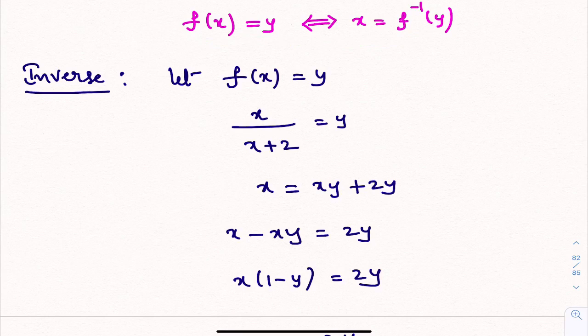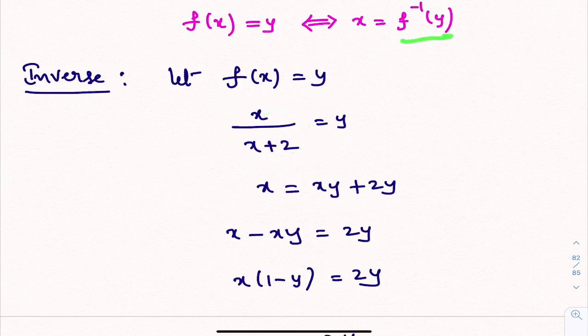So see here, what is f inverse of y? Inverse of f is x only. How to find this x? I'll tell you now. To find the inverse, first you take f of x equal to y. In the question they have given what f of x is. They have given f of x equals x divided by x plus 2. Okay, x divided by x plus 2 equals y.